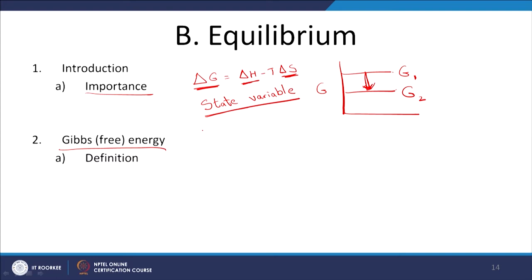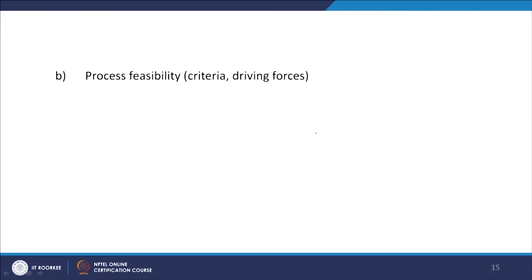And one other aspect to consider, or two other minor aspects, is that G changes in the same direction as H, the change in enthalpy, but delta G changes in the opposite direction to the change in entropy, right? So that's something to keep in mind and which we are going to discuss later on, yes? So let's move on. And I guess we are going to talk about process feasibility now.